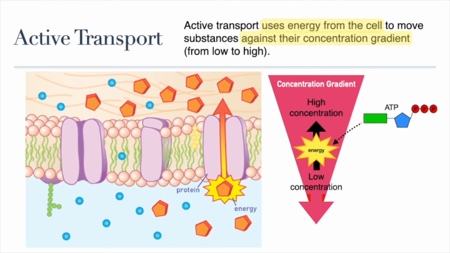So why would cells need to do this? When particles tend to move naturally down their concentration without the need for cellular energy, why spend energy moving things in the opposite direction? Well, there are many instances where this type of movement is needed. Let me give you a few examples.